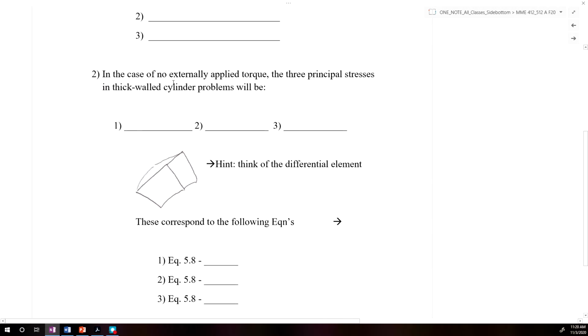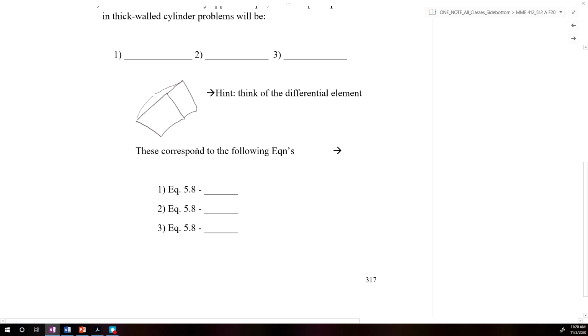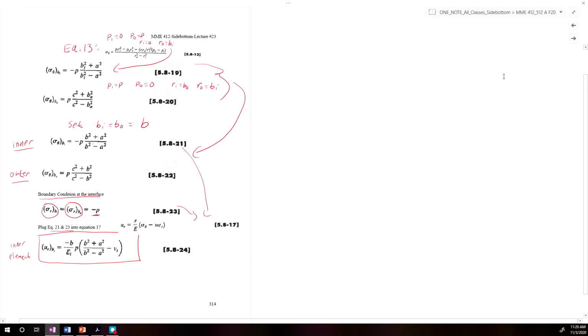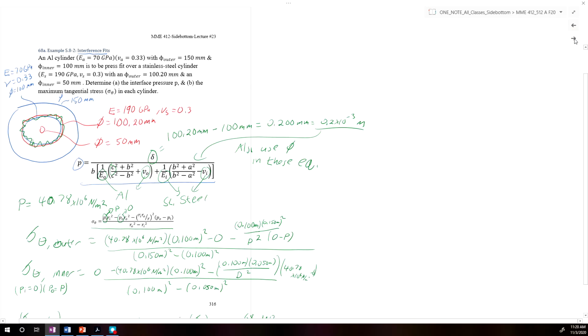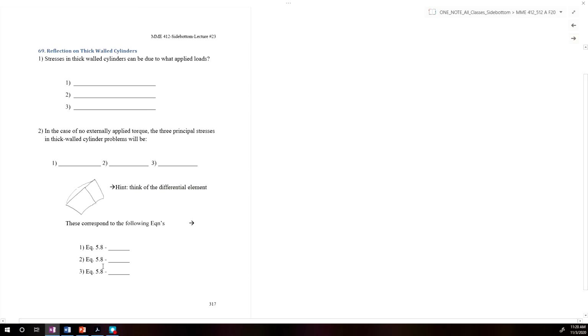If there's no applied torque to the system, the three principal stresses in thick-walled cylinders are going to be what stresses? And then which equations do these three stresses correspond to? I just expect you to look these up in the previous parts of the lecture. All the equations in this section are like equation 5.8 dash something, so please just write down the corresponding equation number in this part here.